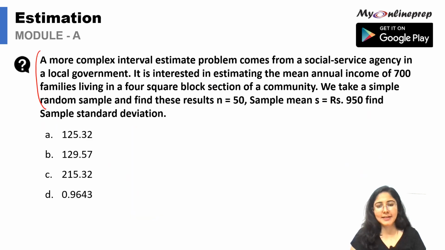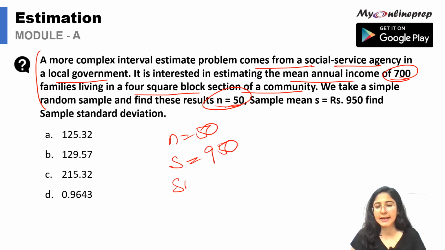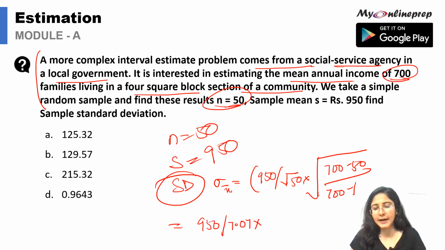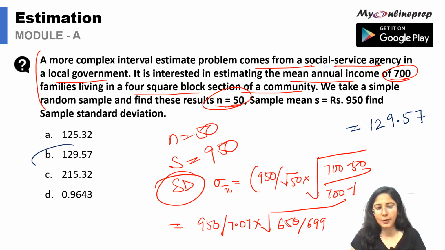A more complex interval estimate problem comes from a social service agency, from a local government. It is interested in estimating the mean annual income of 700 families in the 4 square block sections of a community. We take a random sample where n is given as 50. We have sample mean equal to 950 and we have to calculate the sample standard deviation, represented by sigma x. So the formula will be 950 upon under root of 50, multiplied by under root of (700 minus 50) upon (700 minus 1). When we solve this, we get 950 upon 7.07 multiplied by under root of 650 upon 699. After solving this we get our answer as 129.57. So option B is the correct option here.